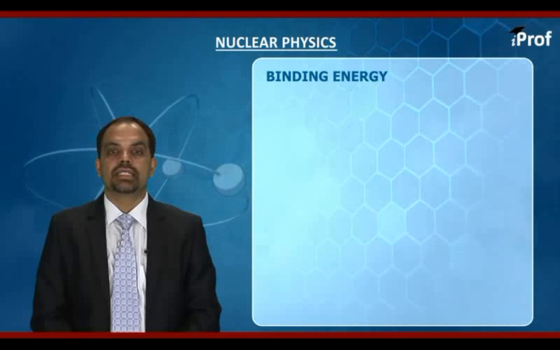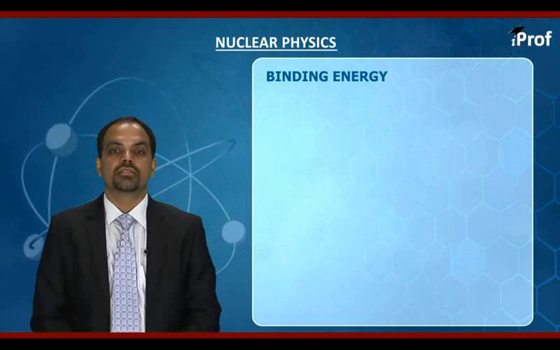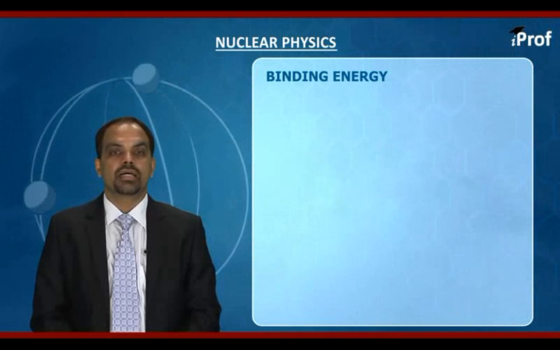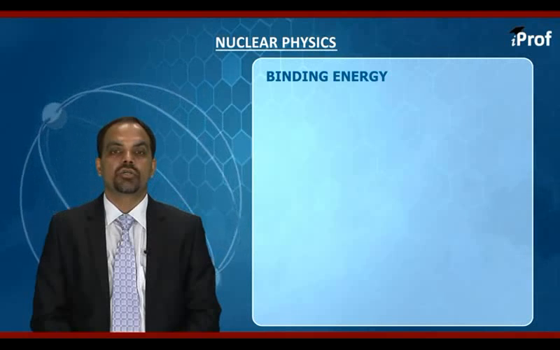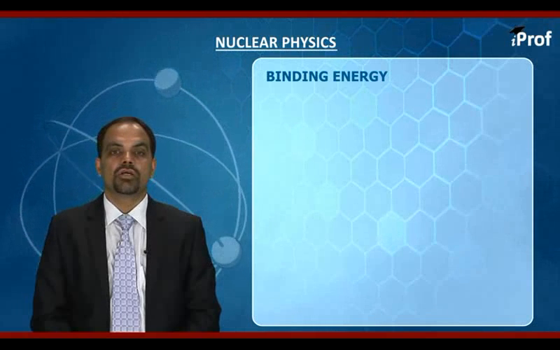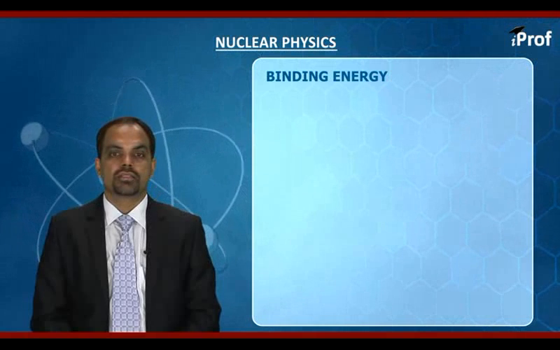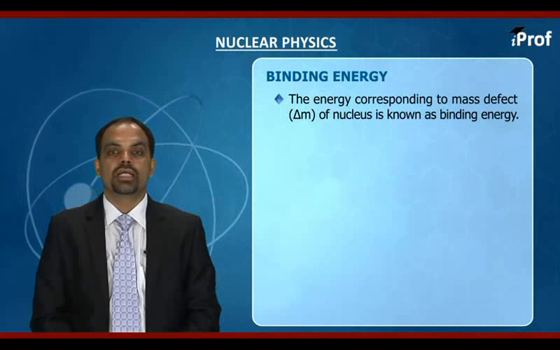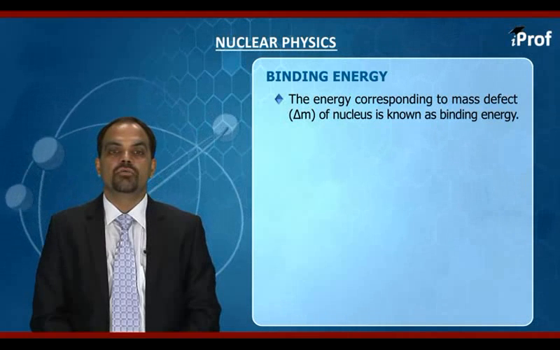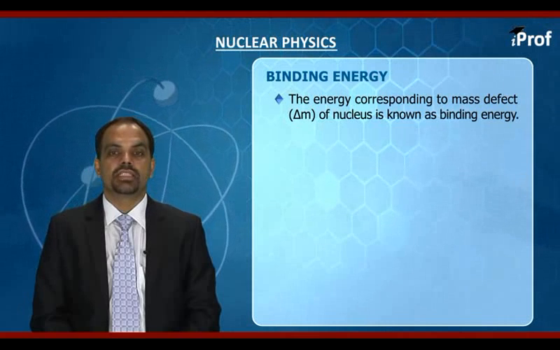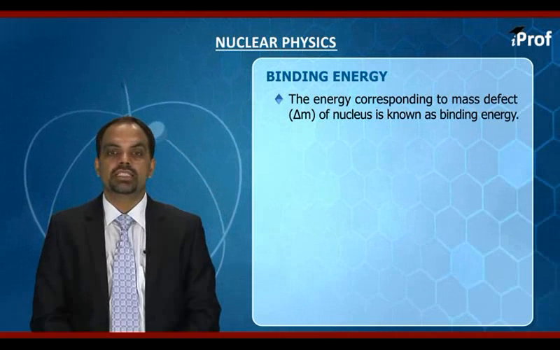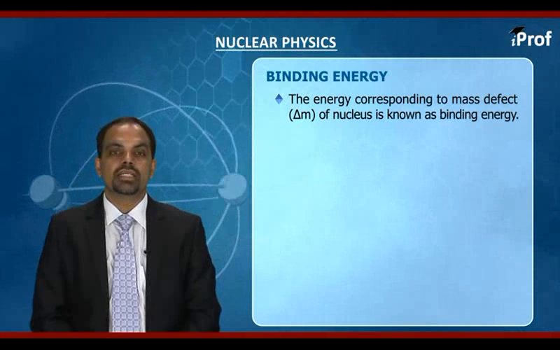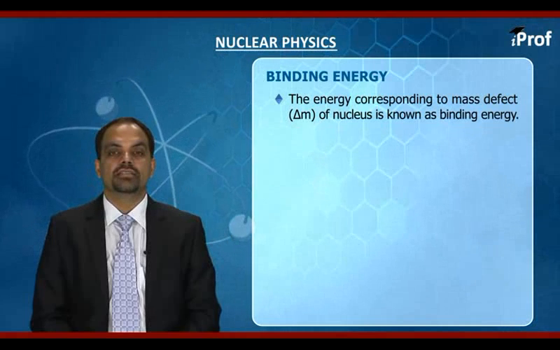Now it is found that the rest mass of a stable nucleus of a stable atom is always less than the sum of masses of its constituent nucleons. Now when we say nucleons, it means neutrons and protons. The difference is called mass defect and we denote it by delta m. The energy equivalent of delta m, that is delta m c square, is utilized in keeping the nucleons bound together. This energy is known as binding energy.